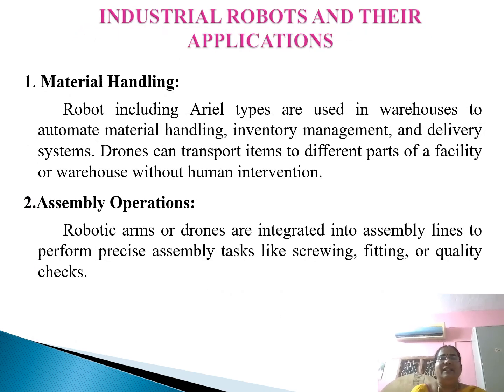Next, we have to see industrial robots and their applications. Material handling: robots, including aerial types, are used in warehouses for automatic material handling, inventory management and delivery systems. Drones can transport items to different parts of a facility or warehouse without human intervention. Next, assembly operations: robotic arms or drones are integrated into assembly lines to perform precise assembly tasks like screwing, fitting, or quality check.